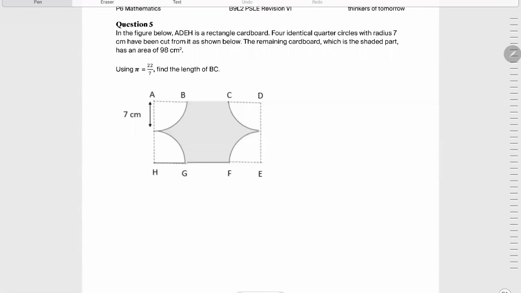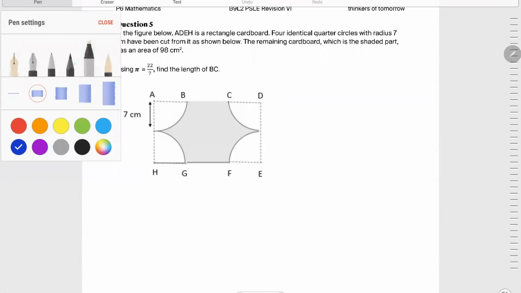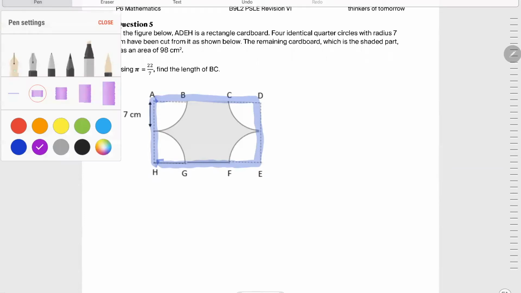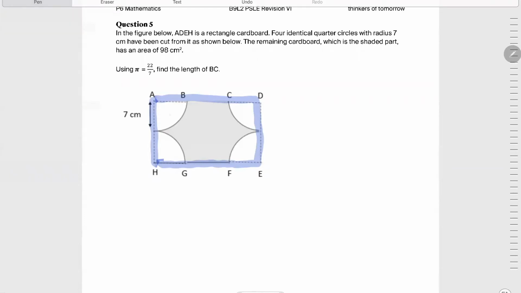Okay, so the shaded part has an area of 98 cm squared, right? So in order, before you find BC, you have to find the area of the bigger rectangle, right? In order to do that, you need to find out what is the area of these 4 quarter circles. Now, which 4 are we talking about? Number 1, number 2, number 3, number 4.